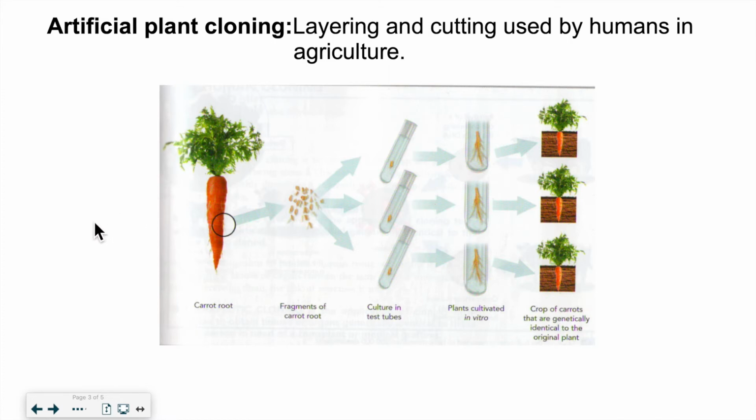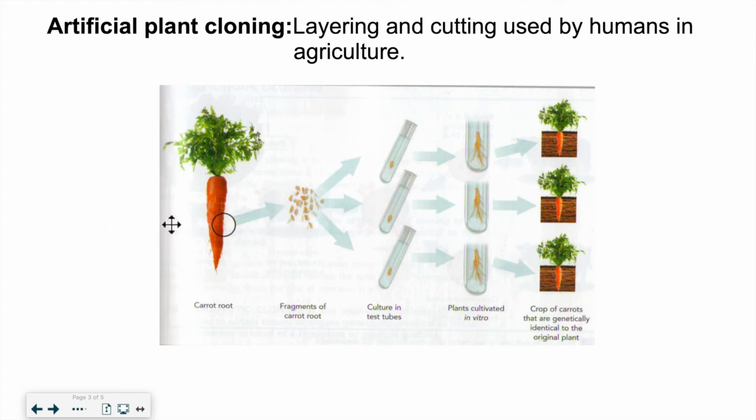It would grow some roots, and you would be able to then plant it, and it would become a new plant, but it will have the same DNA as the original one. So that would be an example of cloning, but human artificial cloning, because humans got involved in the process.